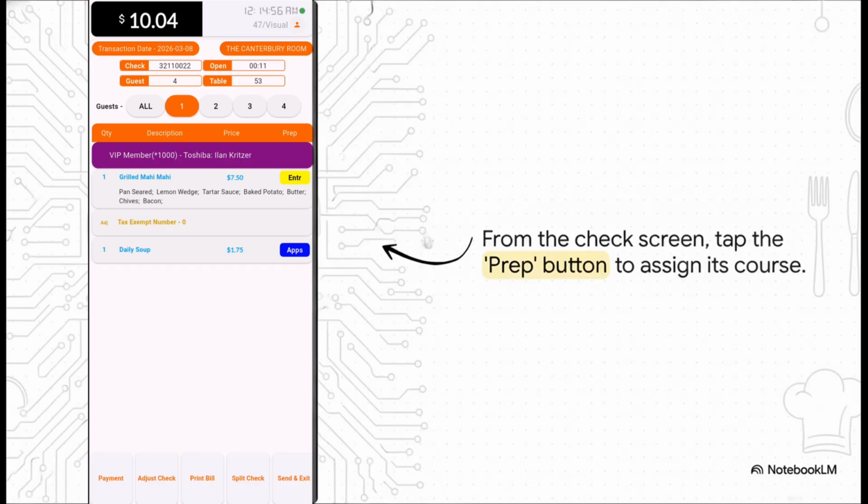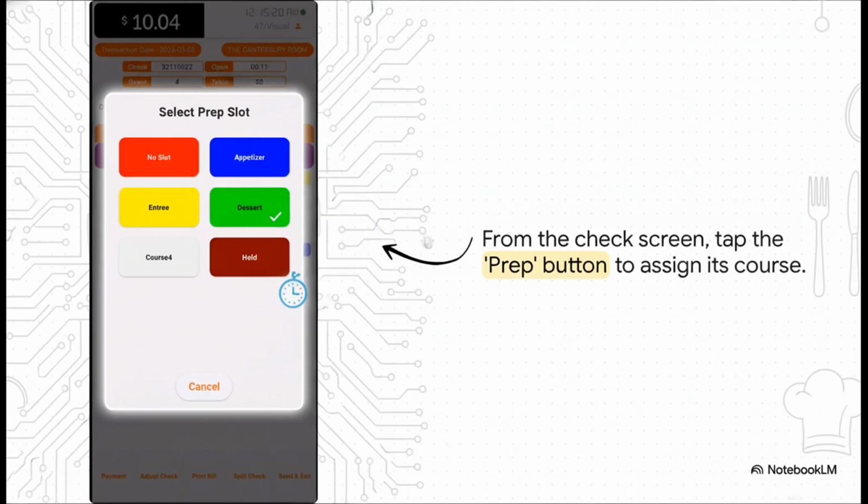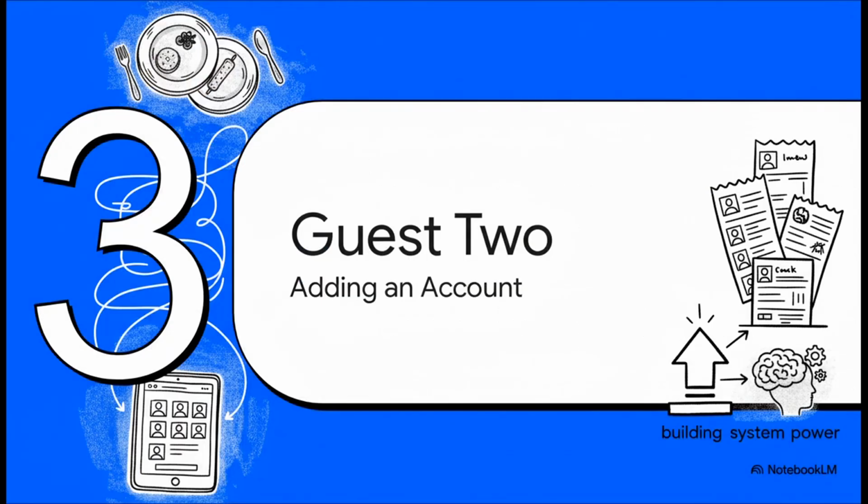It's actually incredibly easy. Back on the main check screen, all you do is tap the button in the prep column. Right now it says entree by default. But if you tap it, this little menu pops up where you can change it to appetizer, dessert, or even put it on hold. With Elon's order in, it's time to take care of our next person. So let's move on to guest 2 and see how this all builds.